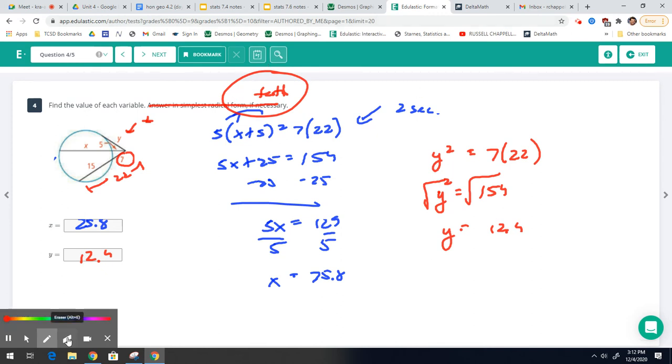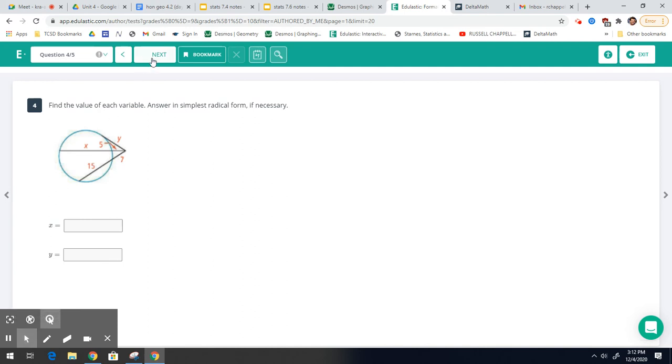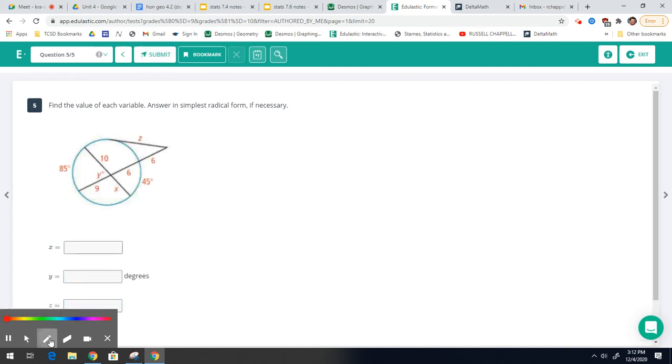Okay, last one coming up here. All right, so now we have some angle measures. So y is an angle measure, and z and x are side lengths. So we got a mixture of problems. So let's go ahead and find x first, right? Why not go in order?